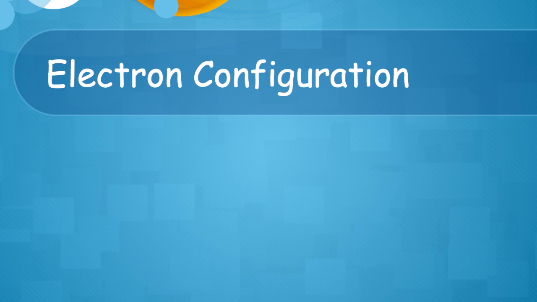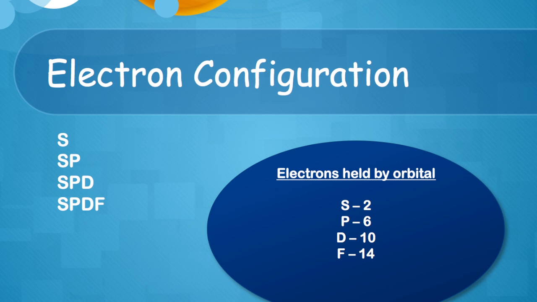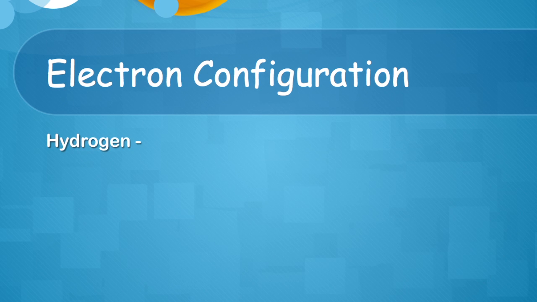So by now you should be confident in knowing the SPDF electron shells. It's important to remember that they hold 2, 6, 10, and 14 electrons respectively. So let's get to our example. Hydrogen is the element that has 1 electron. So how would we write the electron configuration for that? Well, we would write 1s1, seeing as it has just 1 electron.